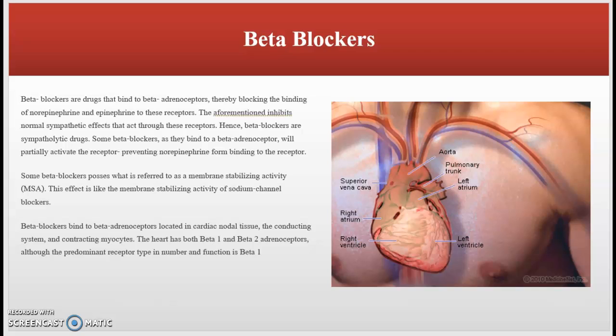So as the beta blockers bind to the beta adrenoceptors located in the cardiac nodal tissue, which is a conducting system, there is the contraction of myocytes. The heart has both beta 1 and beta 2 adrenoceptors, although the predominant receptor type is the beta 1 adrenoceptor.